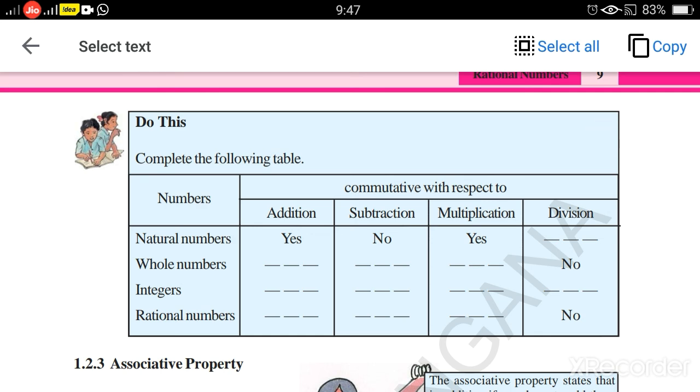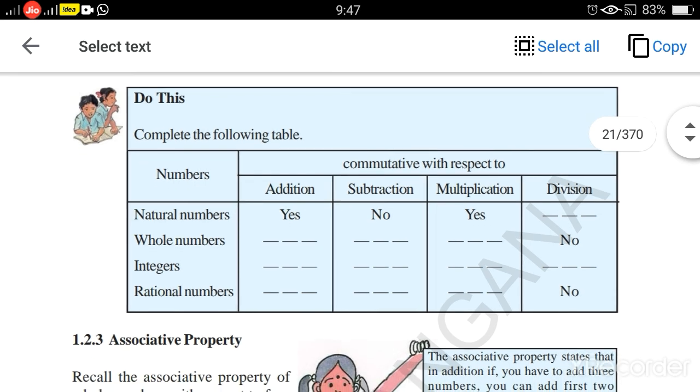Watch this video carefully; this is the homework for you. I discussed this for natural numbers too: addition yes, subtraction no, multiplication yes, division no. You have to write this in the classwork. You have to do the classwork also.